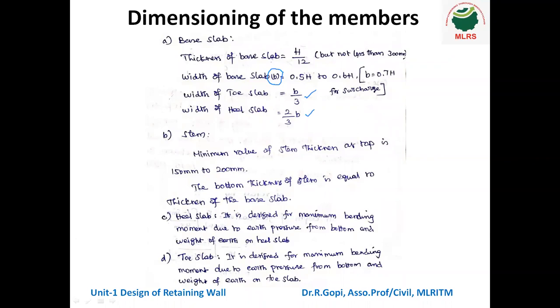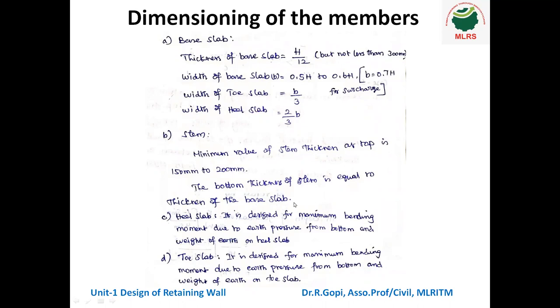Okay, so first in the problem, the first step is we have to arrive at the base slab. So the thickness is h by 12, width of the base slab is 0.5h to 0.6h. In case of surcharge, it is 0.7h. Next, width of the toe slab is B by 3. And width of the heel slab is 2/3 of B. Next, coming to stem. Okay, so for the stem, the minimum value of stem thickness at top is 150 mm to 200 mm. Okay. So bottom thickness of the stem is equal to the thickness of the base slab.